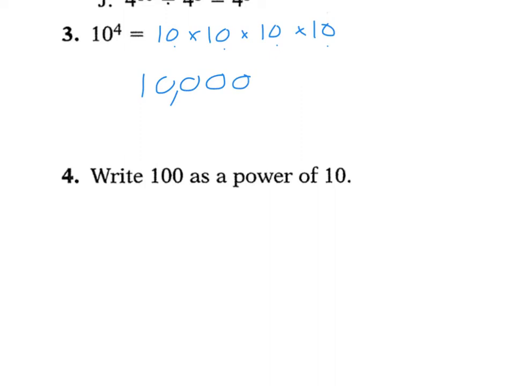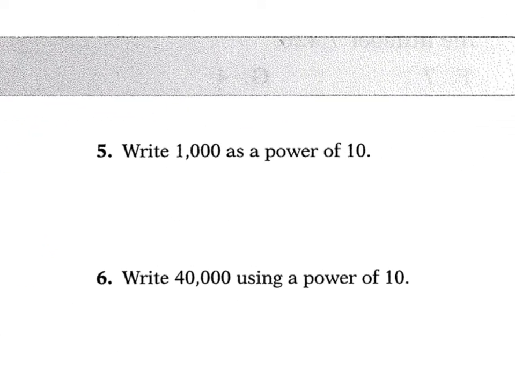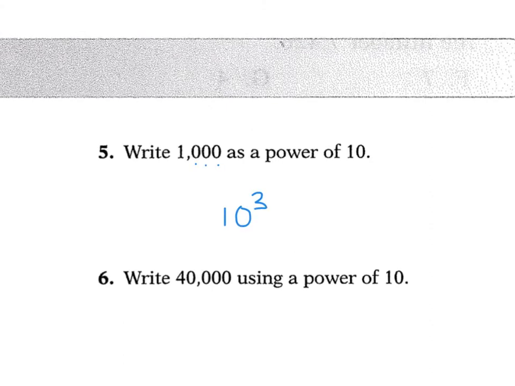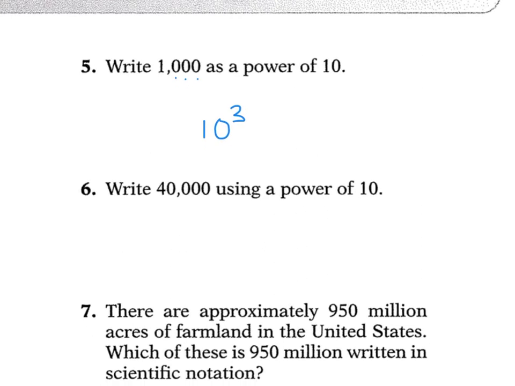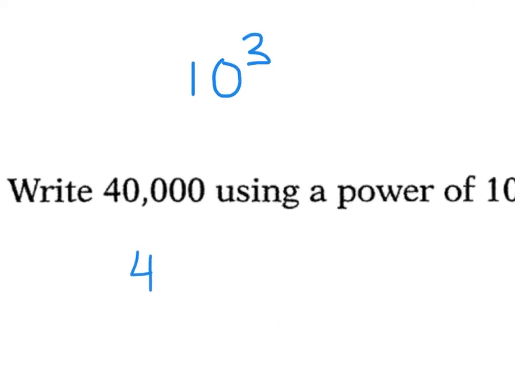Write 100 as a power of 10. So since we have 2 zeros, this would just be 10 squared. Write 1,000 as a power of 10. Here we have 3 zeros, so this would be 10 cubed. Write 40,000 using the power of 10. So here we would need to do our 4. We can count our decimal places. So we have 1, 2, 3, 4. So 4 times 10 to the 4th power.